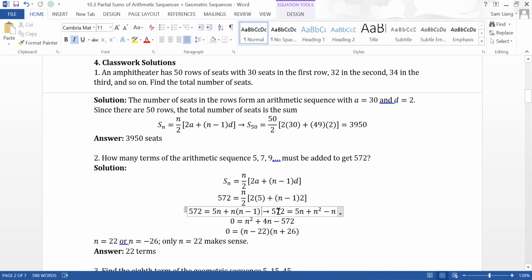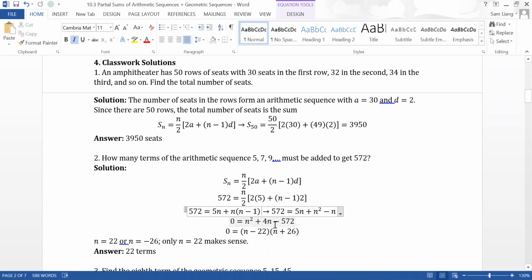Simplifying further, you get 572 equals 5n plus n squared minus n. And then from there, you get n squared plus 4n, and then subtract 572. You get 0 on the left, right? And you get this quadratic equation. From there, you can factor. You're going to get n minus 22 times n plus 26.